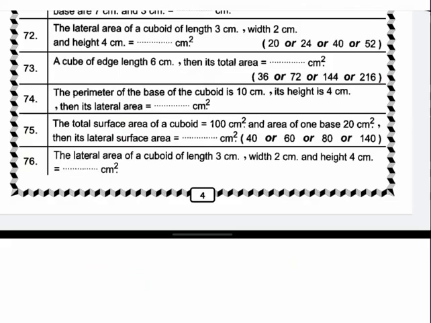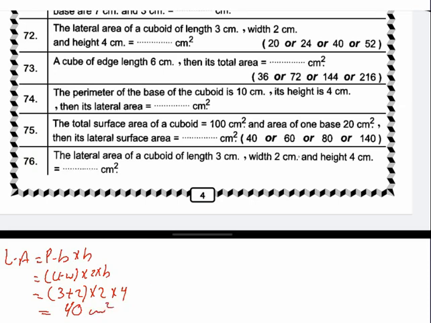Next, lateral area of cuboid: length 3, width 2 and height 4. Lateral area, again, lateral area equals perimeter of the base times height. It means length plus width times 2 times height. Length equals 3 plus 2 times 2 times height 4. 3 plus 2, 5 times 2, 10 times 4, 40 centimeters squared, so the final answer will be 40.